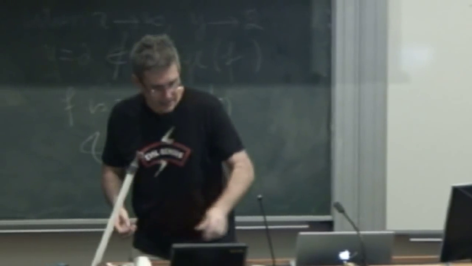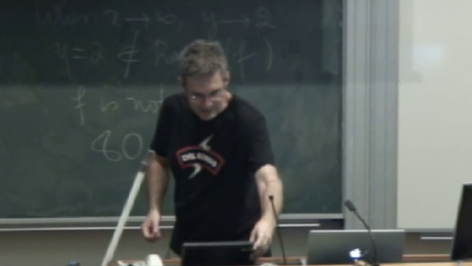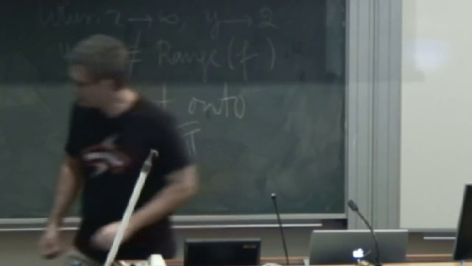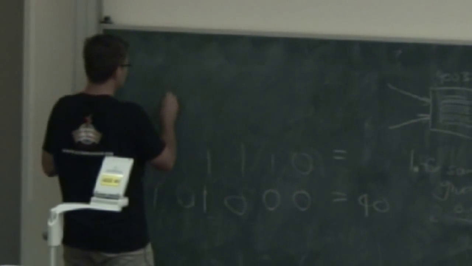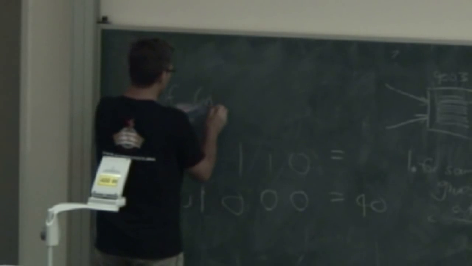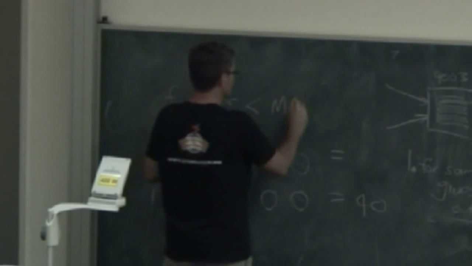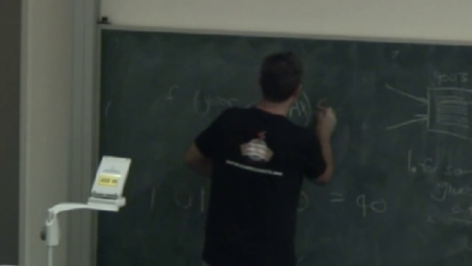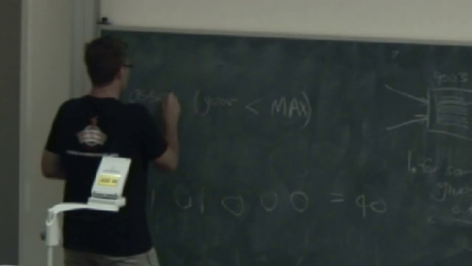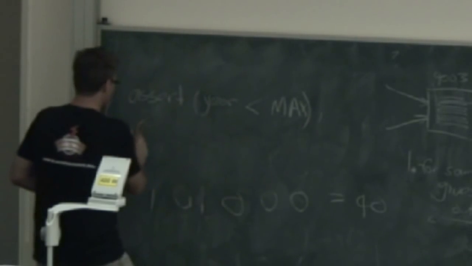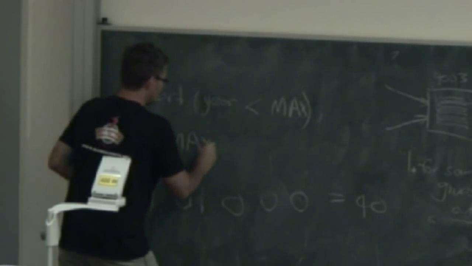They had said, quite reasonably, see if you can spot this, it's a very subtle error. But it follows on from exactly what we've been saying. So you know enough to spot it, but you might not. They said something like, if year is less than max, assert year is less than max. Then they said something like, if max is greater than, I don't know, they're saying something else.